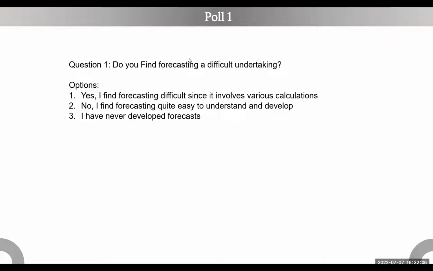Not a lot of people are participating in the poll, so I would request everyone to attempt it quickly. Wow, excellent. I don't know how many people have participated, but 60% say they find it quite easy. So today's session should be a cakewalk for you. I'll ask everyone, one by one, to take the scenarios that we're going to present. There are some people who say they have never developed forecasts. Okay, it is good to understand that you don't find it difficult. But forecasting means there will be some numbers and some calculations to understand what is required.